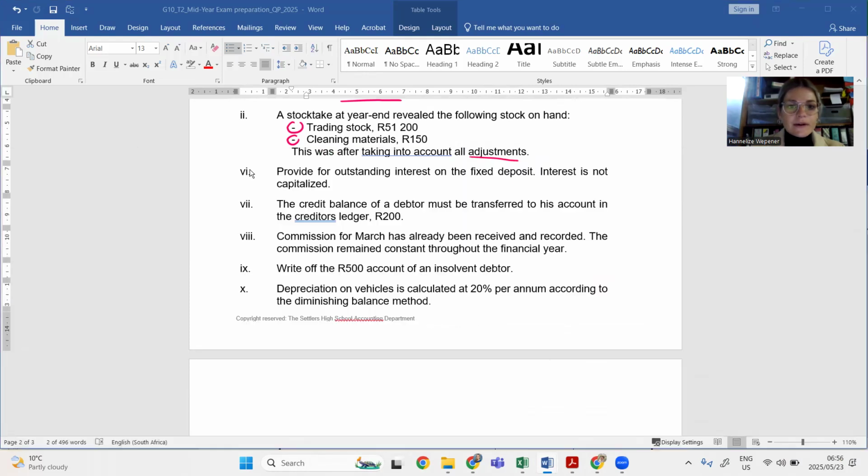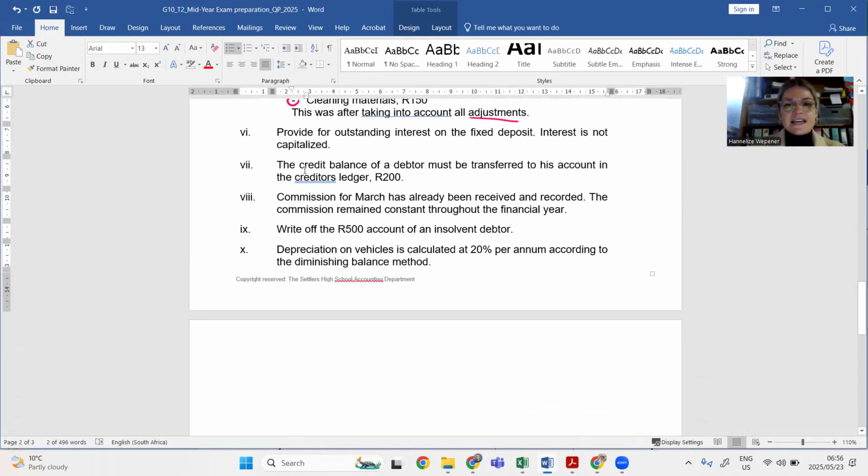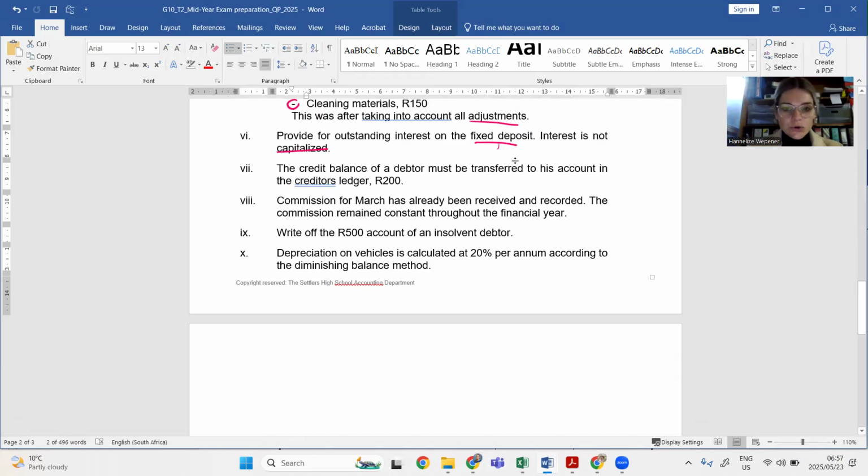Right. Then provide for outstanding interest on the fixed deposit. Interest is not capitalized, meaning that I need to receive whatever interest I earned on this fixed deposit in the current year. If I have received more than what I should have received, I have an income received in advance. If I received less than I should have received, I have an accrued income.